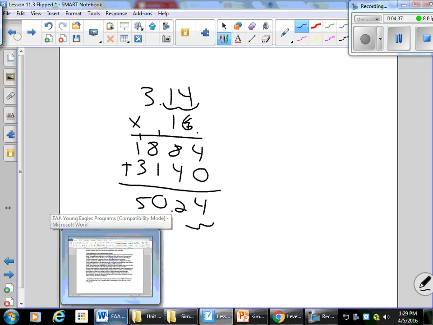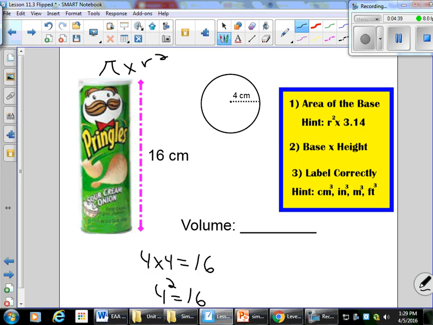Well, what am I going to do with the 50 and 24 hundredths? That is my area of the base. So I've done that first step. Second step, base times height. So I'm going to go 50.24 times 16.